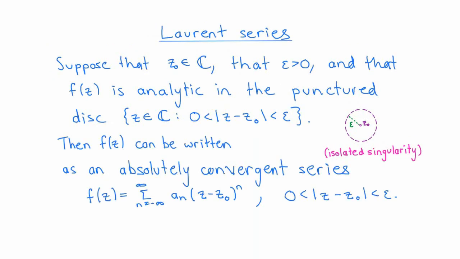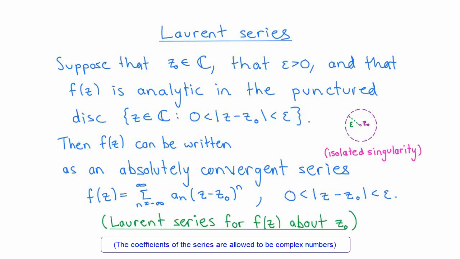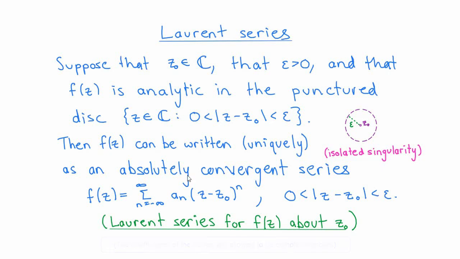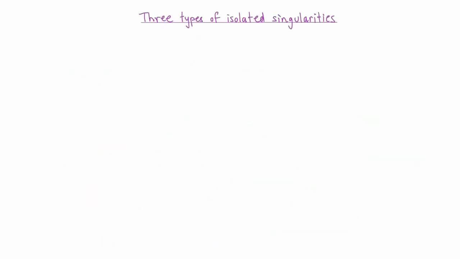In this case, f of z can be written as a doubly infinite series of the form given here. Such a series is called the Laurent series for f of z about z0. This series is unique and it's absolutely convergent in the punctured disk on which f is analytic. We can classify isolated singularities into three types, depending on the Laurent series expansion of the function about the singularity.